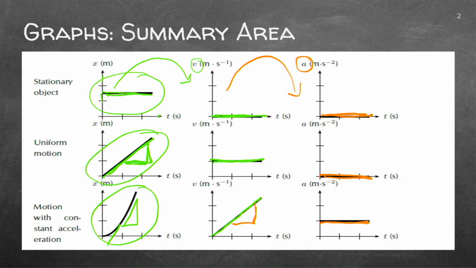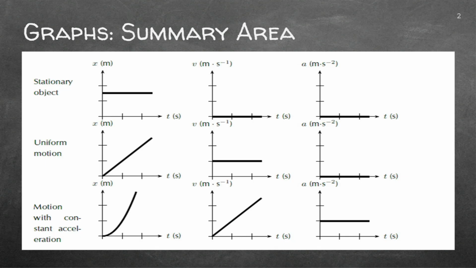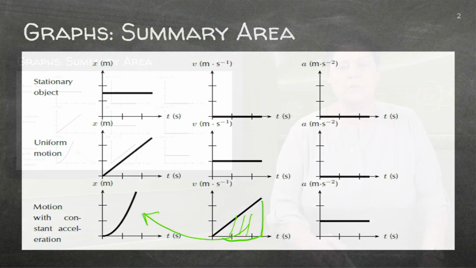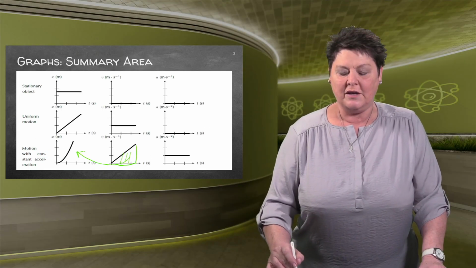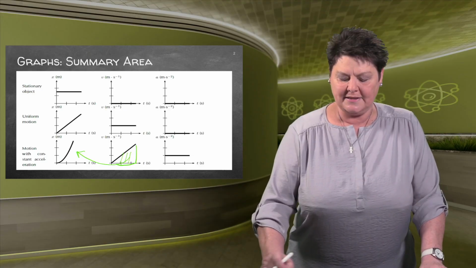Now let's quickly go back. What did we say we will get if we work out the area beneath the acceleration time graph? Well, the area beneath the acceleration time graph will be length times breadth, and that will give me the velocity. The area under a velocity time graph will give me the position. So I can work with gradients and I can work with area. Now let's have a look at an example.